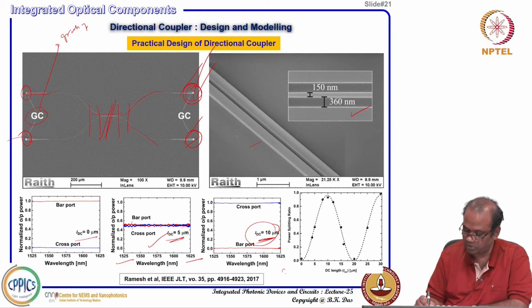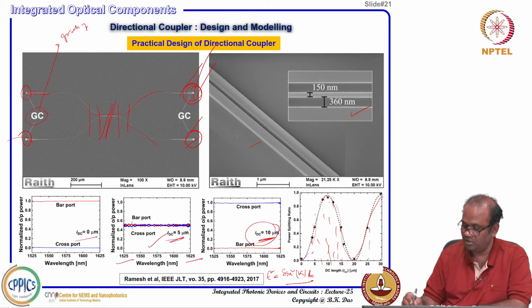Bar port, cross port is sine square kappa times L, right. So, this is the LDC. If you just increase L, then coupling, that means it is your T square basically, T square equal to sine square kappa L. As you increase, you are supposed to get it sinusoidally. The dashed line is the theoretical model, and this is the experimental result you are getting for different lengths; whatever power you are getting in the cross port is plotted here.